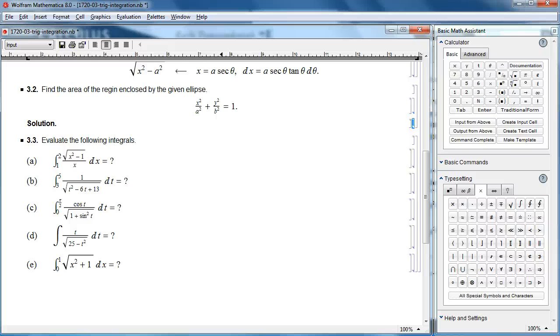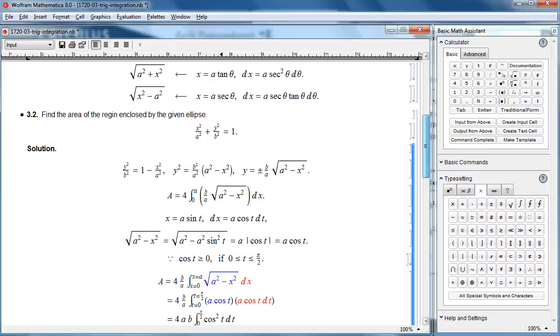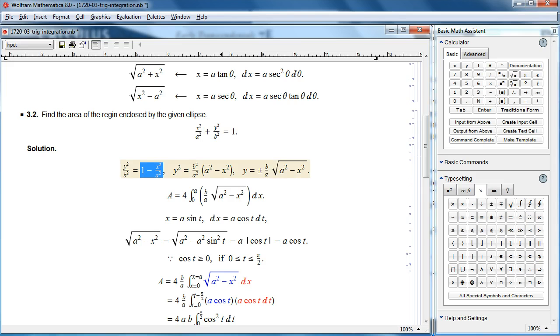Indeed, here's the computation. We begin with this implicit expression, flip this x squared over a squared to the other side, generating this, and then flip this b squared in the denominator, generating that expression, and then finally take the square root. So b squared over a squared becomes just b over a, and this inside of the parenthesis becomes the square root of a squared minus x squared, and we have plus or minus, but that's okay.